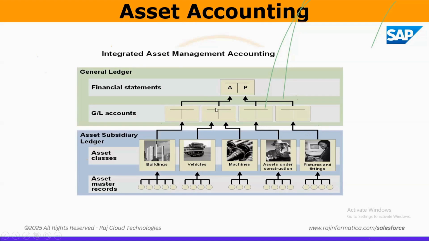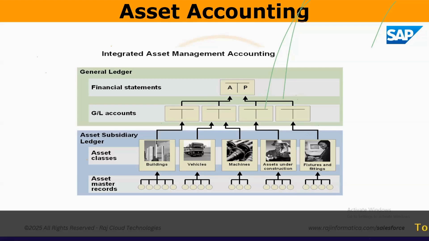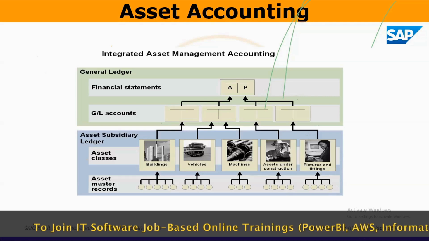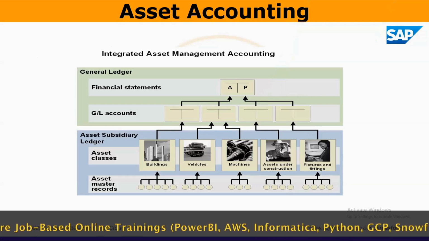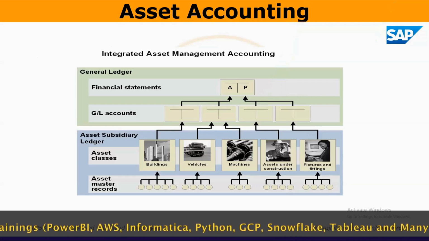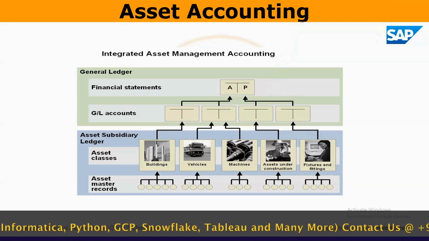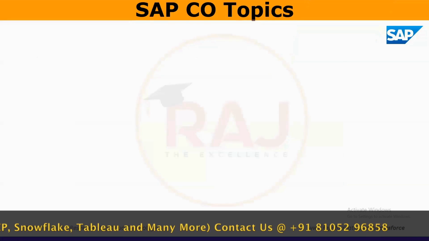Then those asset class will be updated with respective assets GL and depreciation, and then finally they will be represented in asset side as the fixed asset minus depreciation, and your P&L account will be shown as a depreciation value, which is called as expenses. So all this will be posted automatically based on what configuration we are going to do. So this is what asset accounting is.